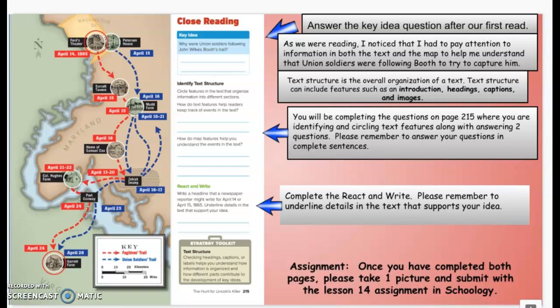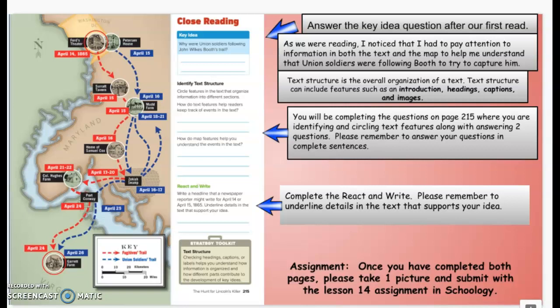All right, now your job for your assignment will be completing the questions on page 215, where you're going to be identifying and circling text features along with answering 2 questions. Please remember to answer your questions in complete sentences.